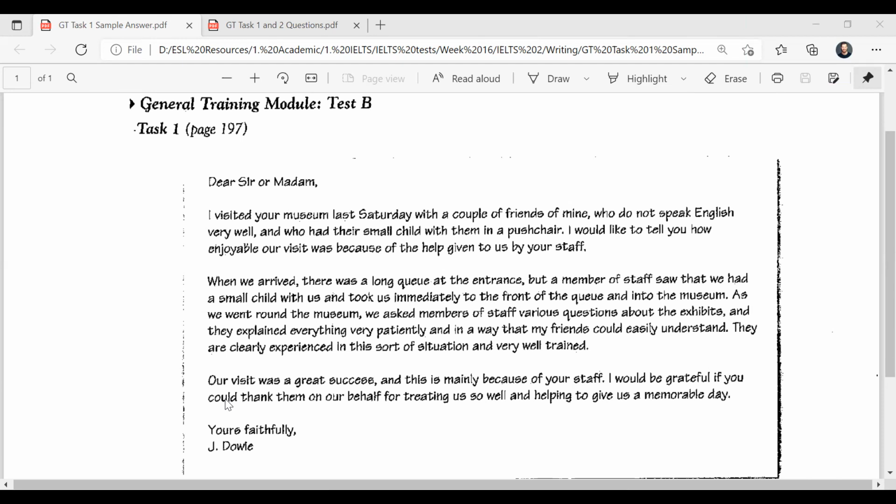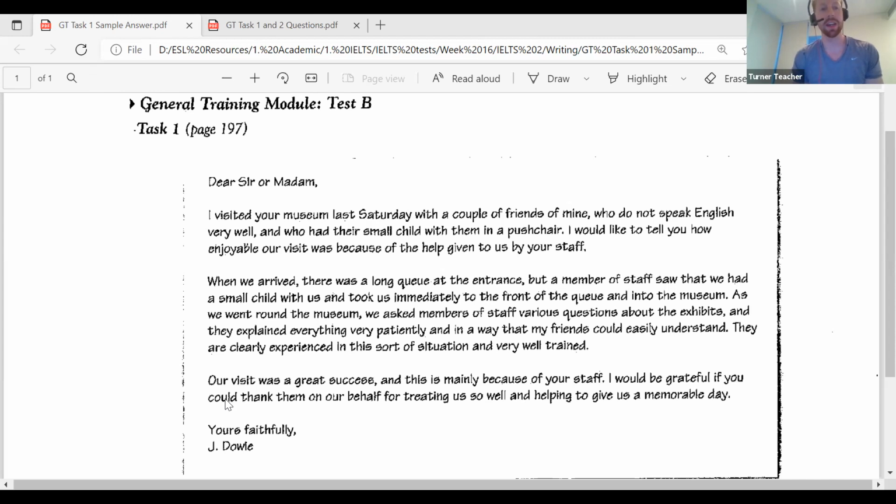When we arrived, there was a long queue at the entrance, but a member of staff saw that we had a small child with us and took us immediately to the front of the queue and into the museum. As we went round the museum, we asked members of staff various questions about the exhibits, and they explained everything very patiently and in a way that my friends could easily understand. They are clearly experienced in this sort of situation and very well trained.